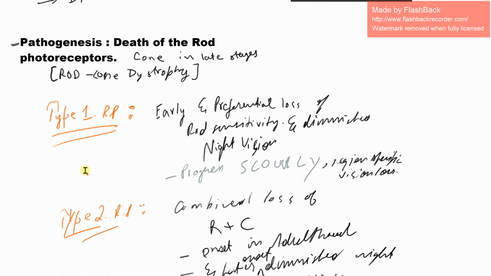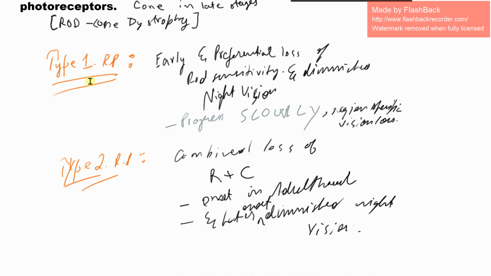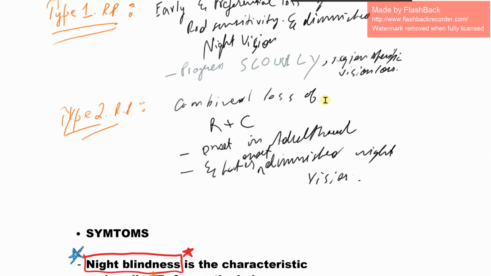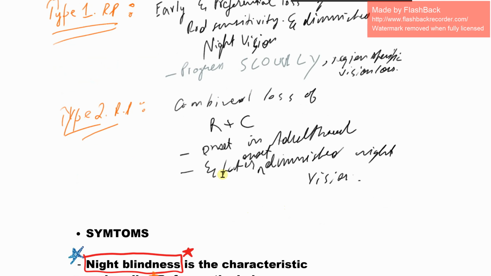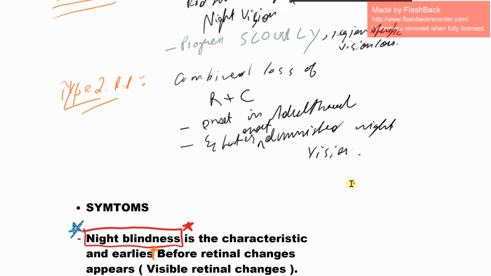There are two types of retinitis pigmentosa. Type 1, in which occurs early and preferential loss of the rod sensitivity and diminishment of the night vision. However, type 1 retinitis pigmentosa progresses slowly and there is region-specific vision loss. In type 2 retinitis pigmentosa, there is combined loss of both the rod and the cone cells. The onset is in adulthood, and in later stages there may be diminishment of the night vision.